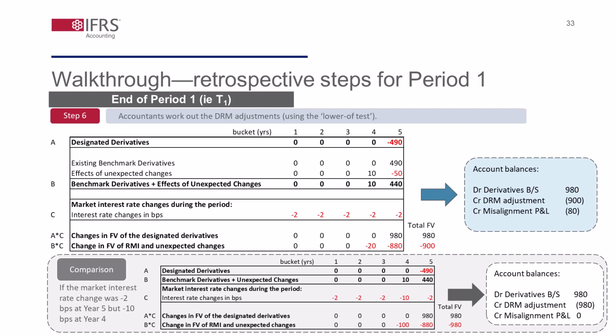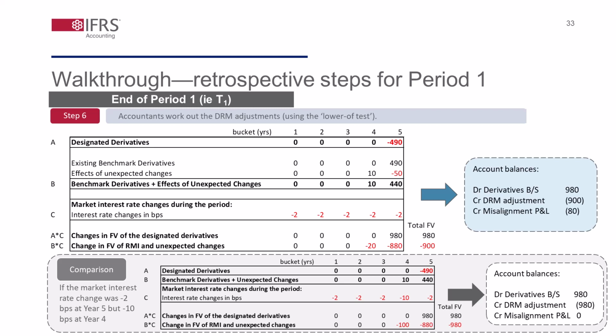Applying the DRM model, accountants will recognize the full fair value of the designated derivatives in the statement of financial position, and at the same time recognize an offsetting DRM adjustment as the lower of the two fair value movements in absolute amount to represent the effect of economic offset. The difference between the two is recognized in profit or loss immediately as misalignment P&L.